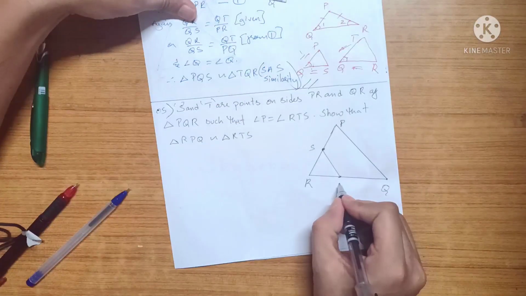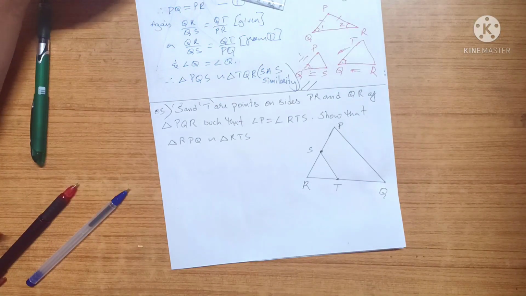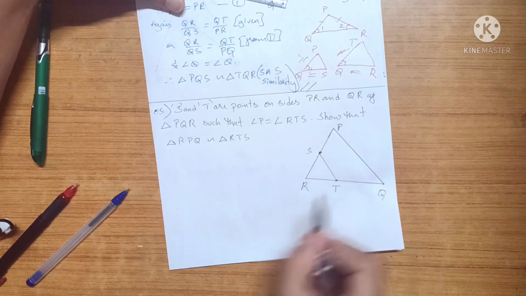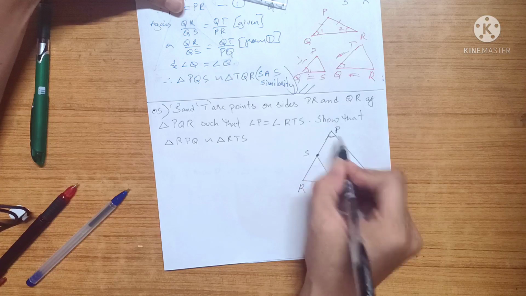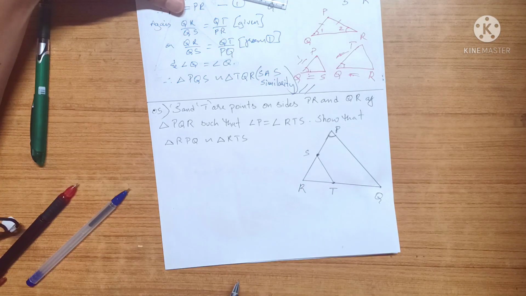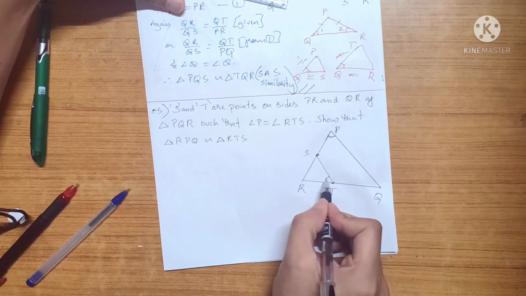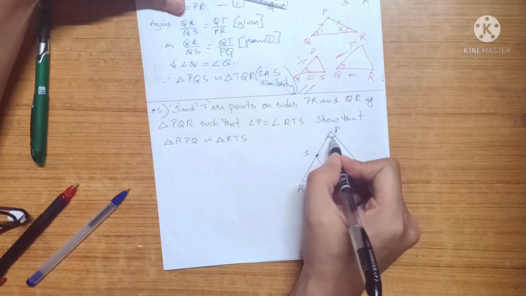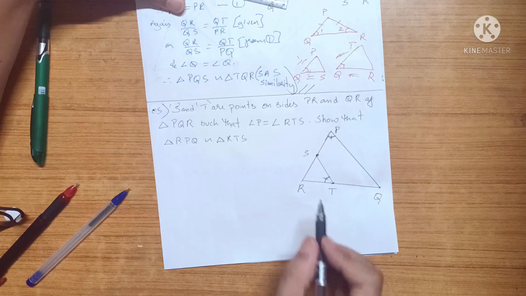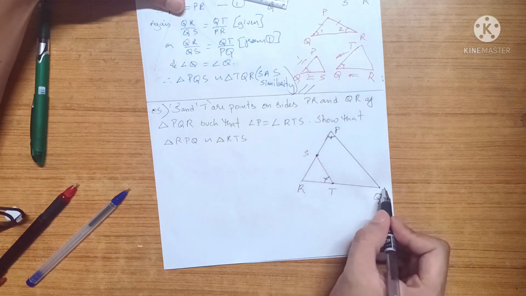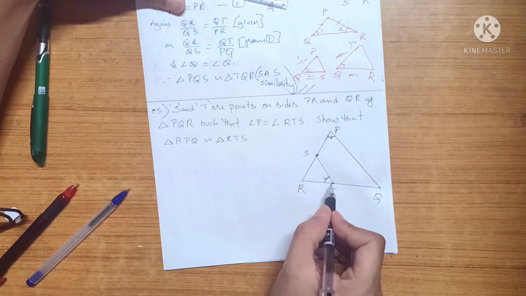S and T are points on PR and QR of triangle PQR such that angle P, this one, is equal to angle RTS. RTS is this one. So this angle and this angle, they're saying it's equal. Show that triangle RPQ is similar to RTS.